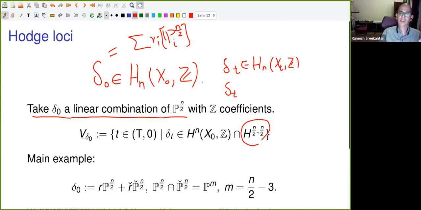Can I ask a question? In the Fermat case, do those P n over twos generate all the Hodge cycles? Okay, for this one, you have to go to Shioda.